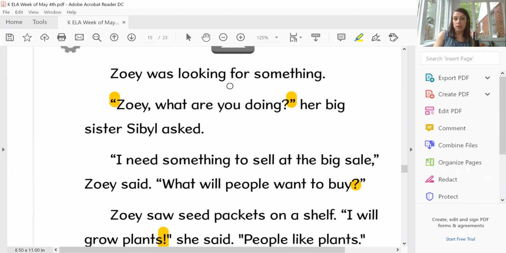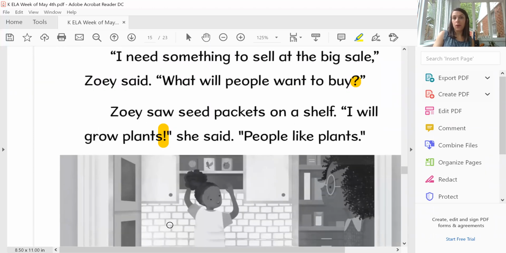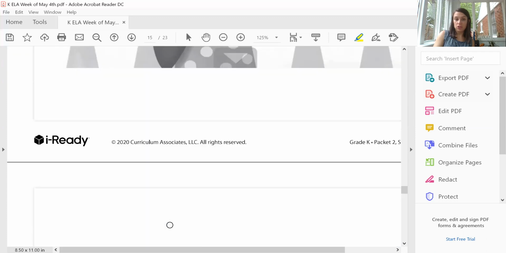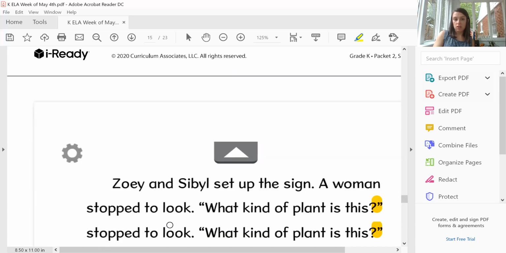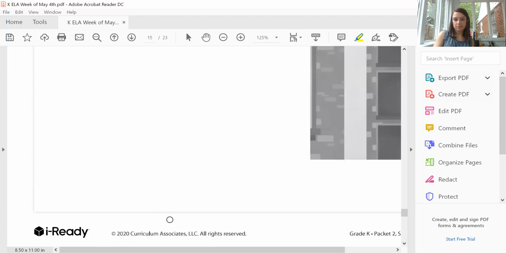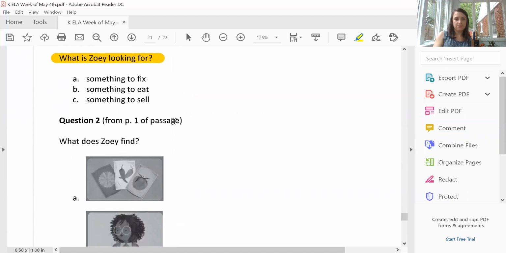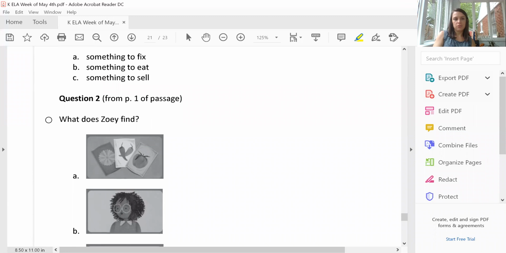Zoey was looking for something. Zoey, what are you doing? Her big sister Cybele asked. I need something to sell at the big sale. Zoey said, what will people want to buy? Well, there's our answer. So what is she looking for? She's looking for something to fix, something to eat, or something to sell. Circle your answer.